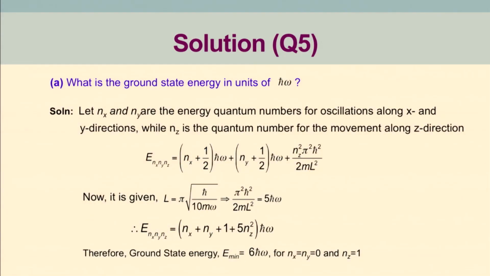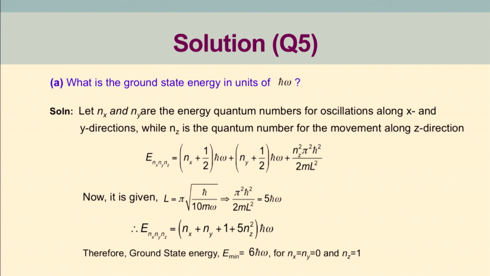So, to calculate the ground state energy in this particular case, I need to choose nx equal to ny equal to 0 and nz equal to 1, which will give me the ground state energy equal to 6 h cross omega.